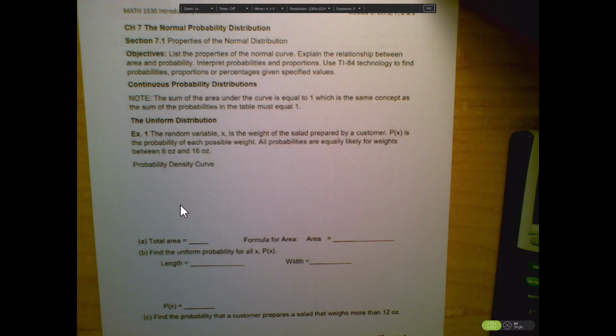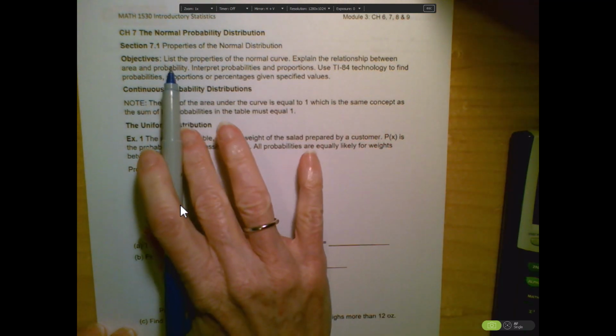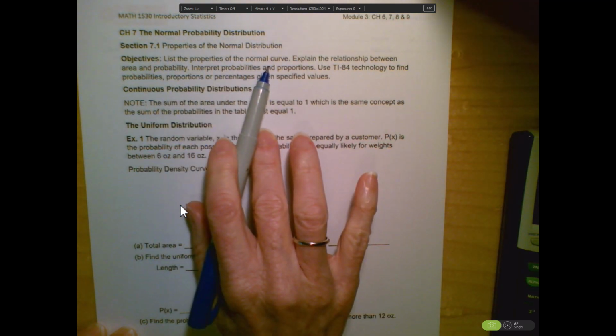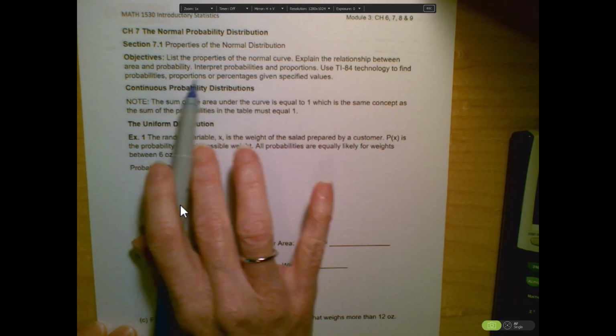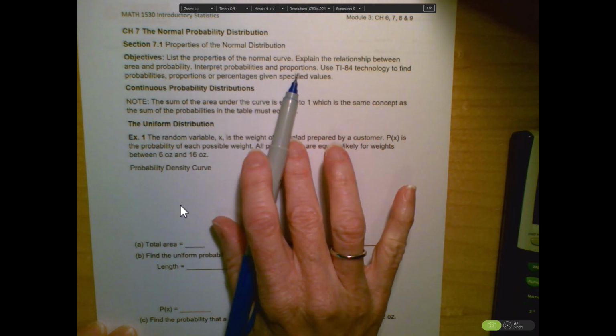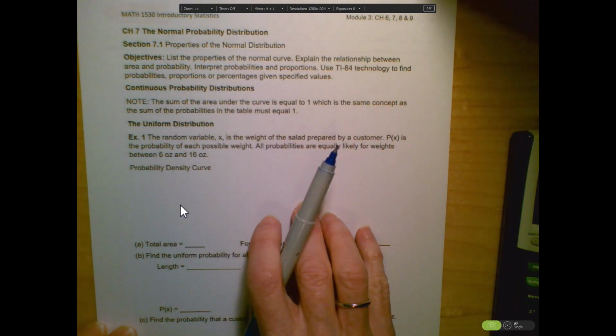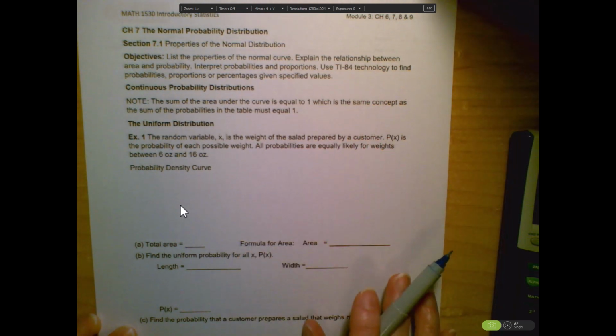Okay, Chapter 6 covered discrete probability distributions, and now we're going to look at continuous probability distributions, and the most common one is the normal probability distribution. Section 7.1 covers the properties of the normal distribution. So our objectives are to list the properties of the normal curve, explain the relationship between area and probability, interpret probabilities and proportions, and use TI-84 technology to find probabilities, proportions, or percentages given specified values.